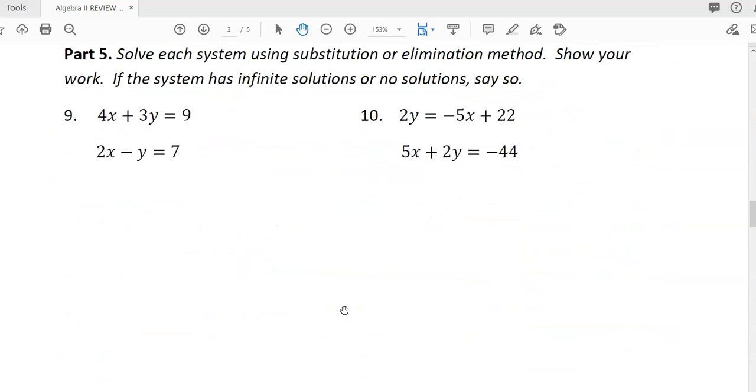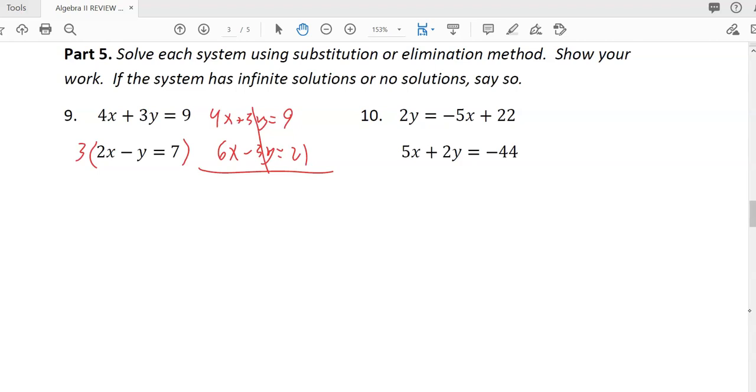So now you really have a choice which one you like to use. Maybe one seems a little easier than another here, and you can do that. I tend to like elimination better, so I typically will go with the elimination method. So like if you multiply this one by, let's just multiply by 3. So that first equation is the same, 4x plus 3y equals 9. Second equation will be 6x minus 3y equals 21.